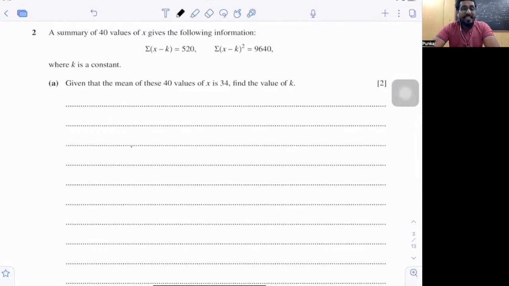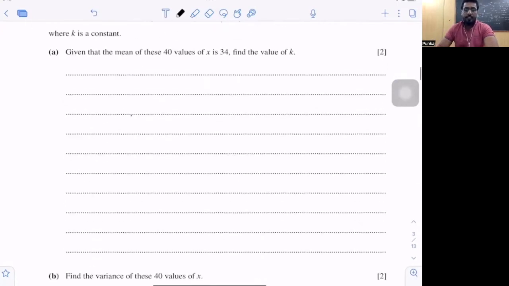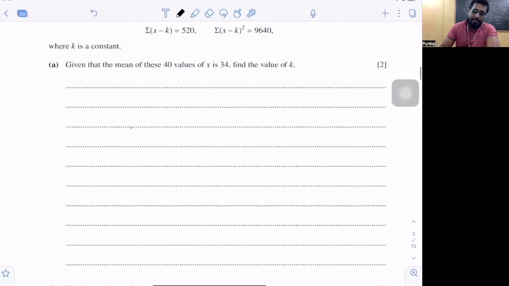So the question goes like this. Summation of x minus k is given to us as 520. Summation of x minus k the whole square is given to us as 9640. The mean of those 40 values is 34. Find the value of k. So that's an easy part, students. You must recall these few things that you have learned. So there was one topic called coding. Okay, what does it say? So it says like this.